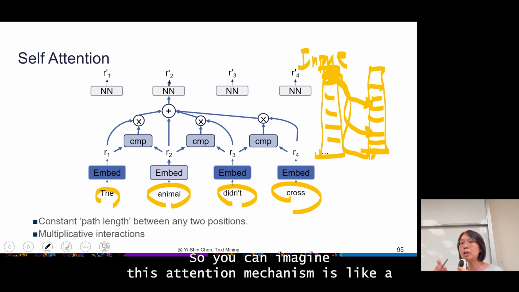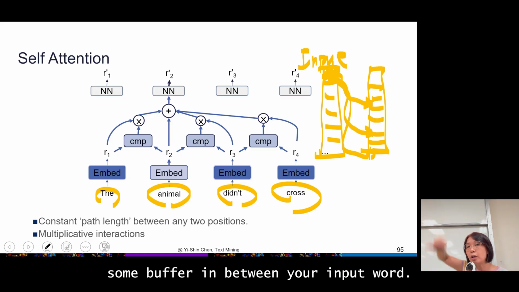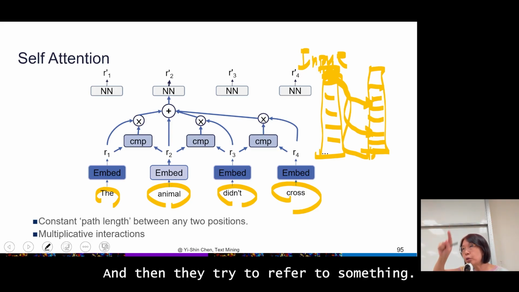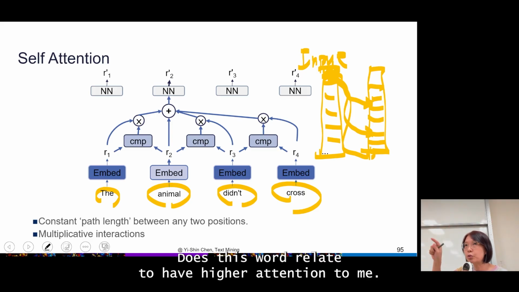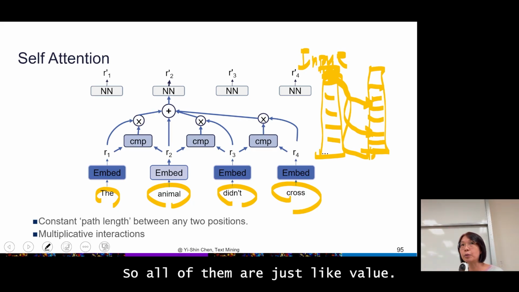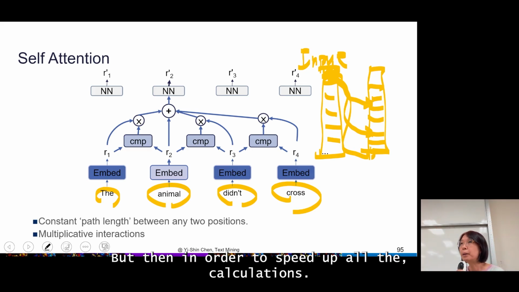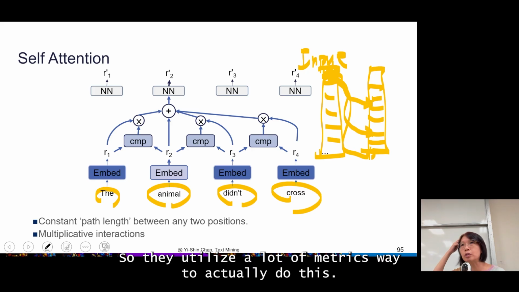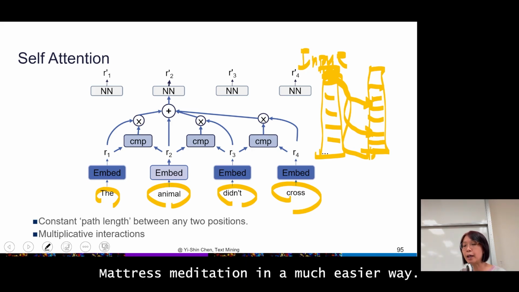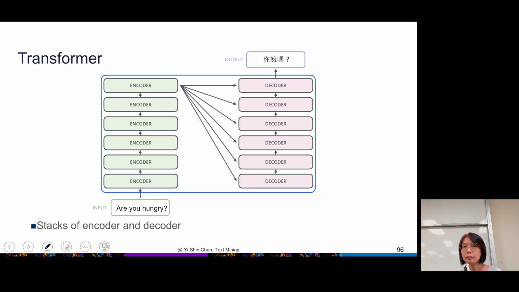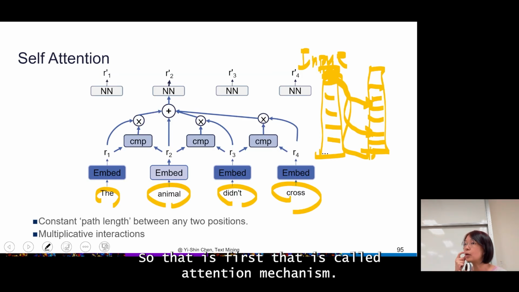So you can imagine this attention mechanism is like some buffer in between your input words, and they try to refer to something. Does this word relate to have higher attention to me? So all of them are just values. This very tiny buffer has the value for this. Okay, but in order to speed up all the calculations, they utilize a lot of matrices to do this matrix multiplication in a much easier way. Okay, so that is first, that is called the attention mechanism.